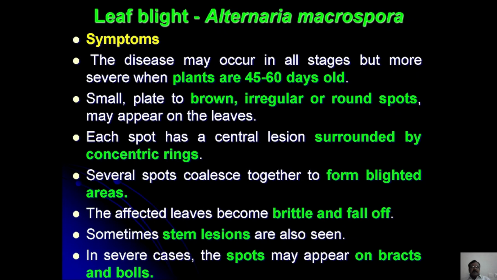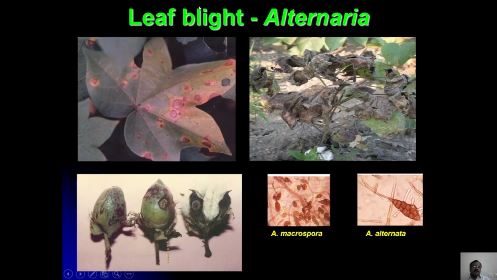Sometimes you may see stem lesions in the infected plants. In severe cases, the spots may also appear on the bracts as well as on the bolls. This is the typical spot. Initial spots are produced as dark brown and later enlarge and cause blights with concentric circles in the blighted area.